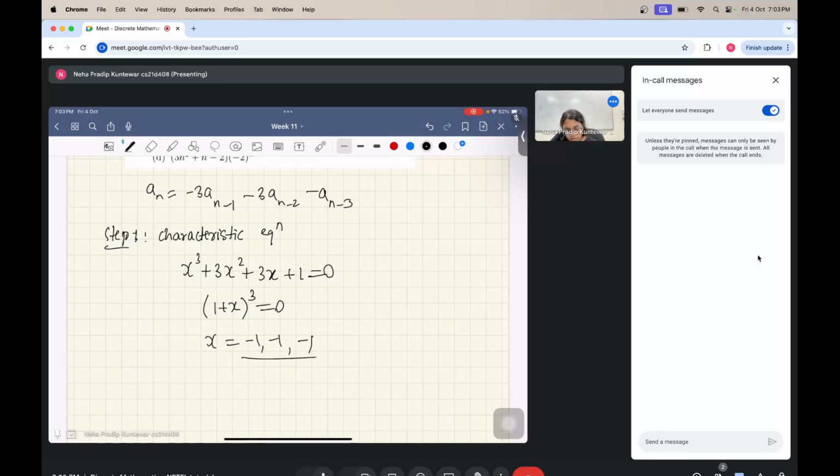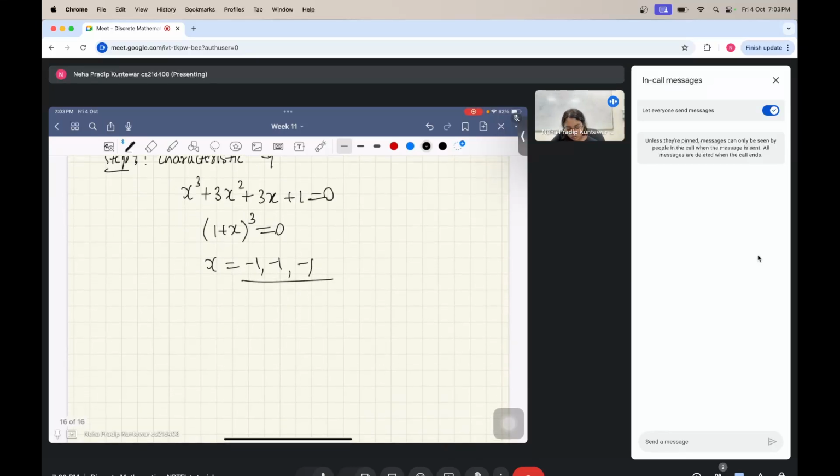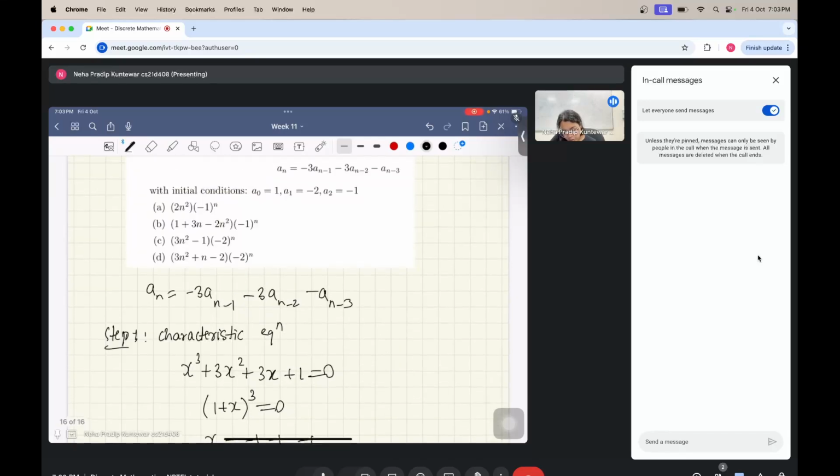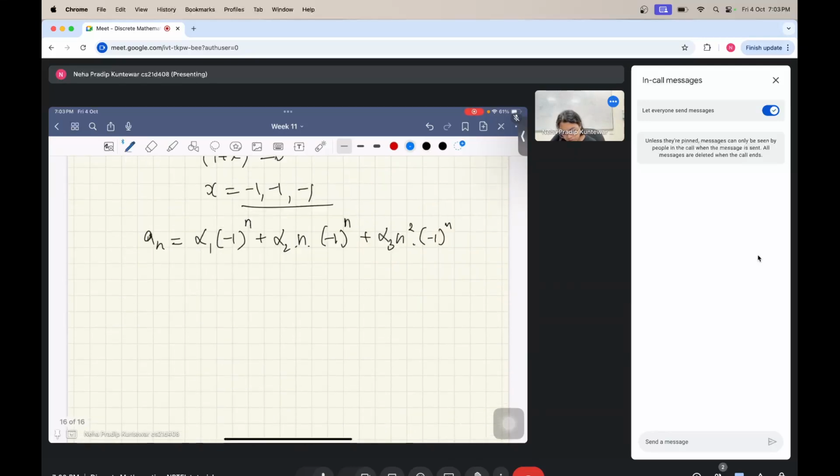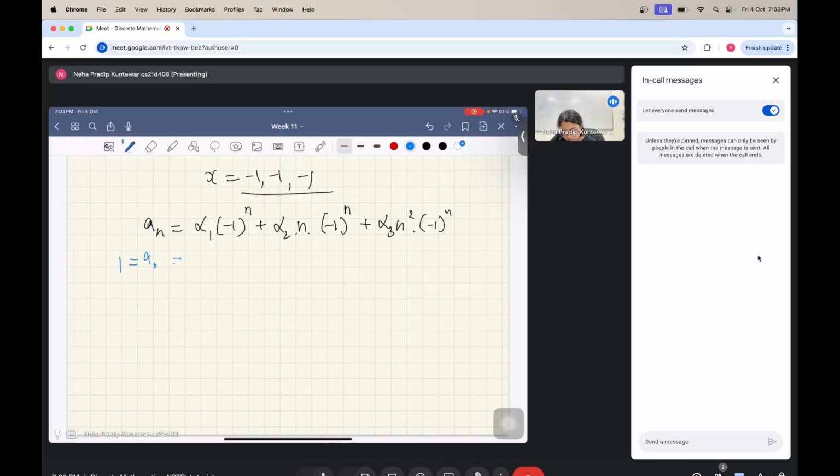Again we observe that these are repeated roots, so these are not distinct roots, so we will use the second kind of solution. So that gives you a_n is equal to alpha 1 times minus 1 to the n plus alpha 2 times n times minus 1 to the n plus alpha 3 times n square times minus 1 to the n. And now we'll use the initial condition. So we know that a0 is 1, so substituting n is equal to 0, that gives you alpha 1 plus 0 plus 0, so you have alpha 1 is equal to 1.